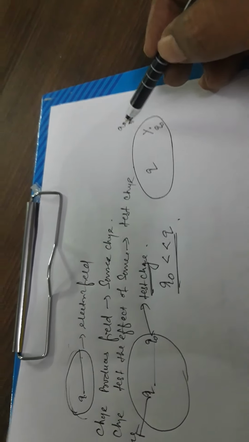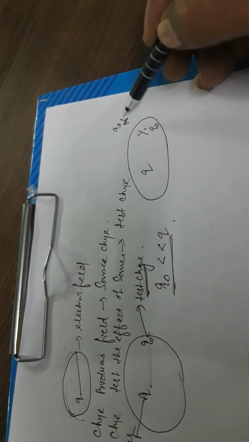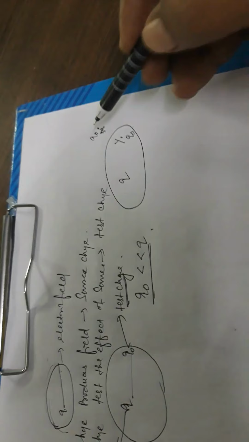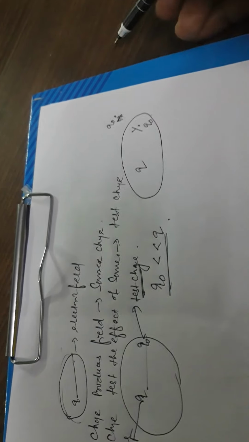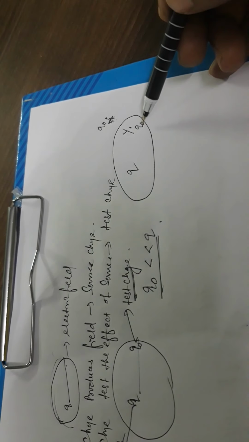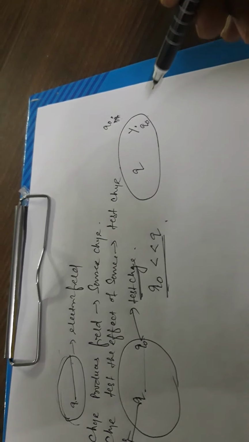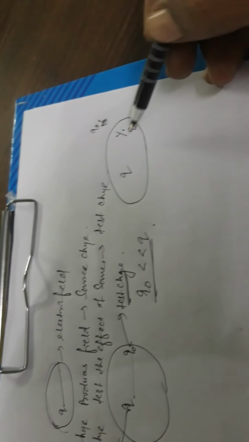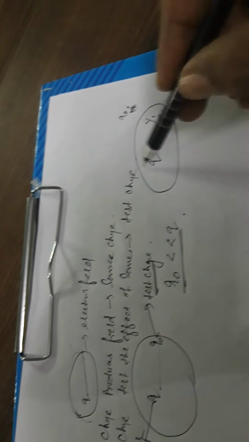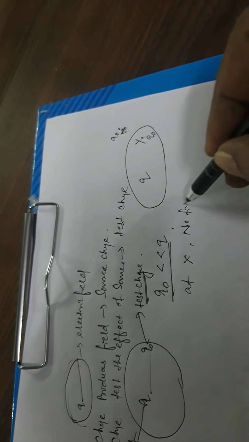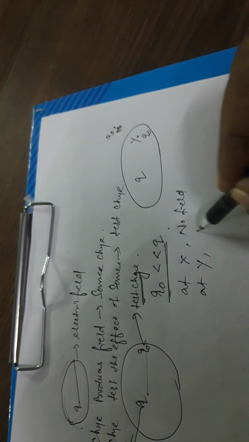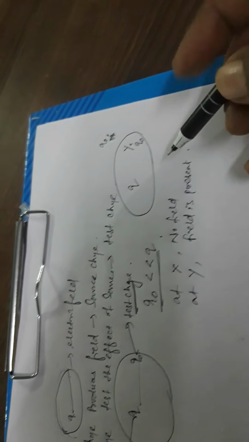If a test charge does not experience any force at a point like x, then you can say that the electric field at that point is zero. To have non-zero electric field strength, the point of observation should be inside the field, just like y. So at x no field, at y field is present.